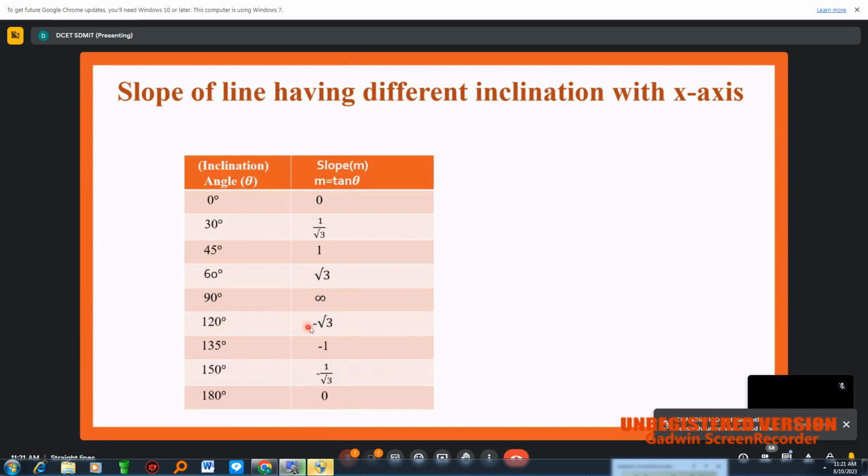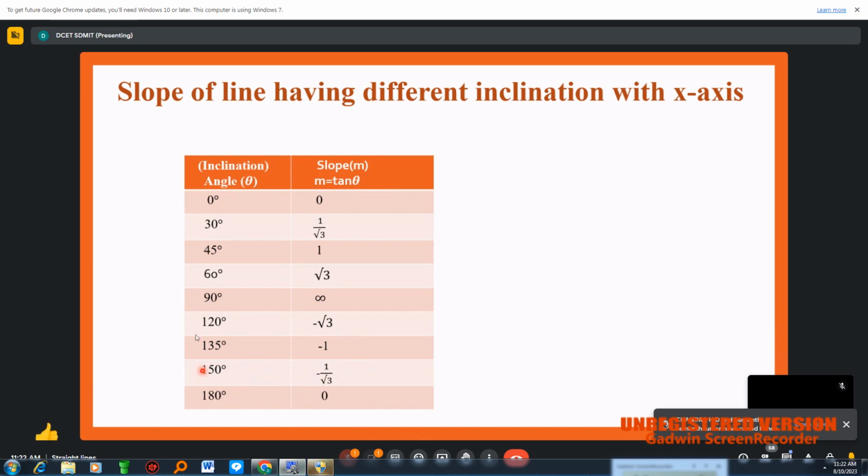For 120, the value of slope is minus root 3. For 135 it is minus 1. For 150 degree it is minus 1 by root 3. For 180 degree it is 0. So you can observe the application of the note here. For 0 degree the slope is 0. Now 30, 45, 60 are acute angles, right? For acute angles the slope value is positive. For 90 degree it is infinity. For obtuse angles, that is 120, 135, 150, the value is negative. Have you observed this?